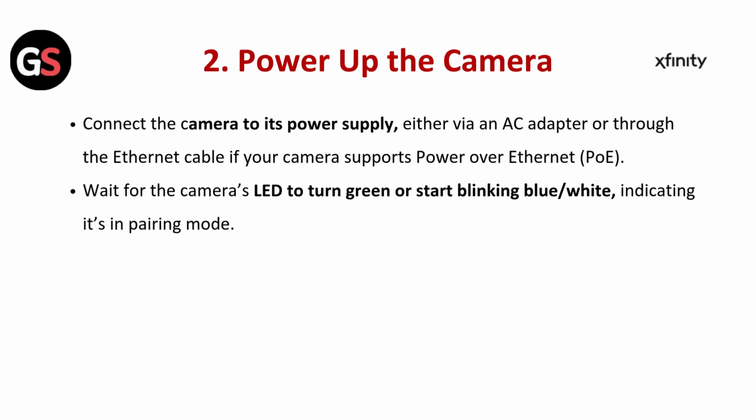2. Power up the camera. Connect the camera to its power supply, either via an AC adapter or through the Ethernet cable if your camera supports power over Ethernet, PoE. Wait for the camera's LED to turn green or start blinking blue or white, indicating it's in pairing mode.